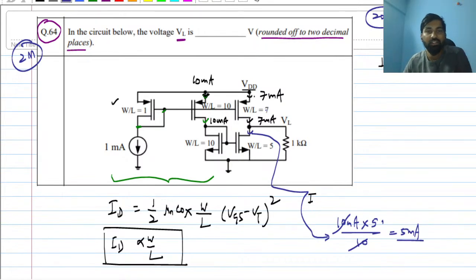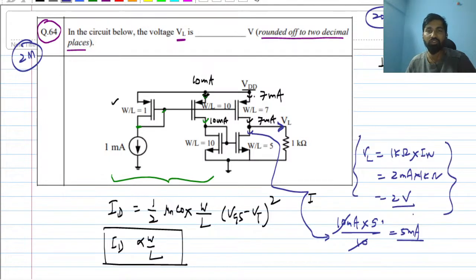Now if you know the current through this branch, you can easily find out VL, and VL is nothing but 1 kilo ohm into whatever current is flowing through this, you can say Ix. So this 7 milliampere current is coming, and this 5 milliampere is going, so the left is 2 milliampere current into 1 kilo ohm, this is 2 volt, right? So the answer for this question is 2 volt.